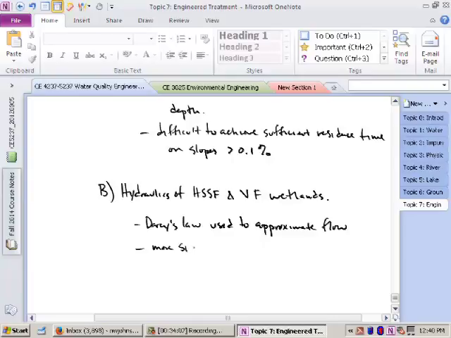So more significant slopes, I guess I'll say. You don't want the residence time to be years, otherwise the water's not going to move through. It'll pile up on the surface. More significant slopes are needed to provide the force for pushing the water through.